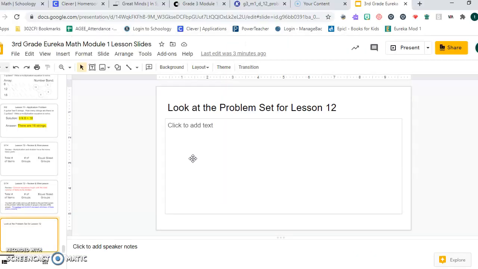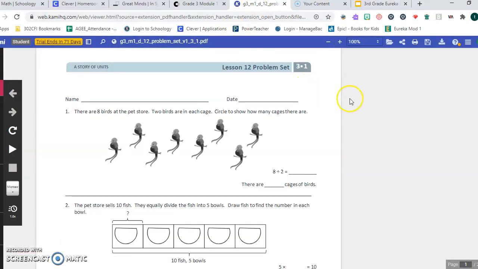So moving out of this and into the lesson 12 problem set, we are focused on division equations using story problems, and every problem here is going to have either the size of the group or the number of the groups. Okay, so here there are 8 birds at the pet store. Okay, I see the 8 birds in the picture. 2 birds are in each cage. Draw or circle to show how many cages there are.